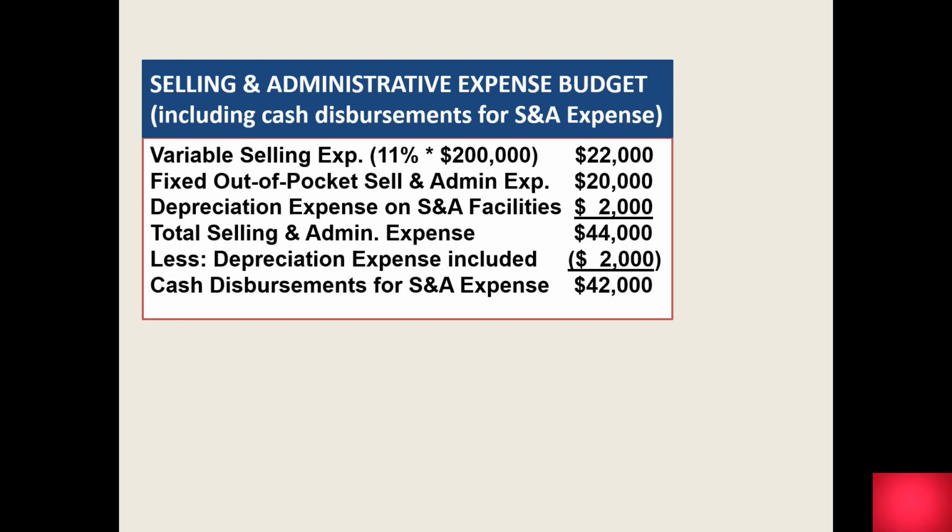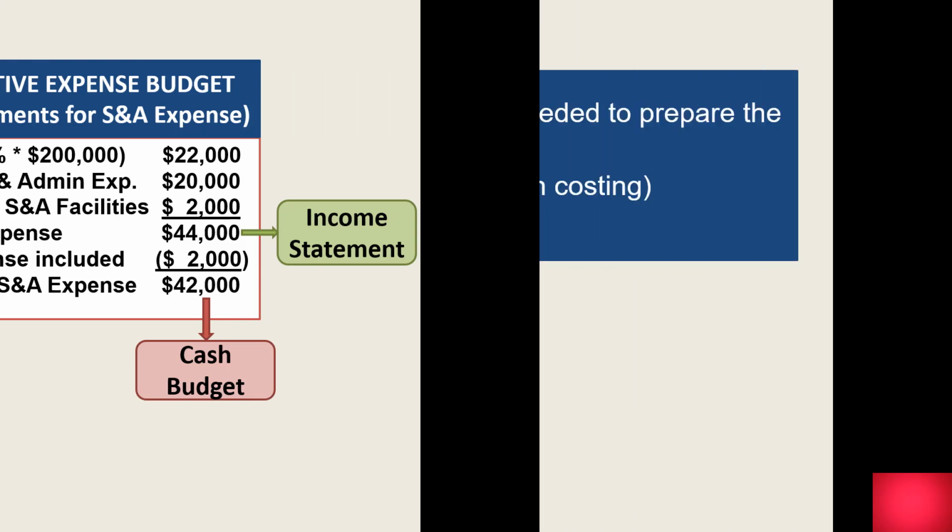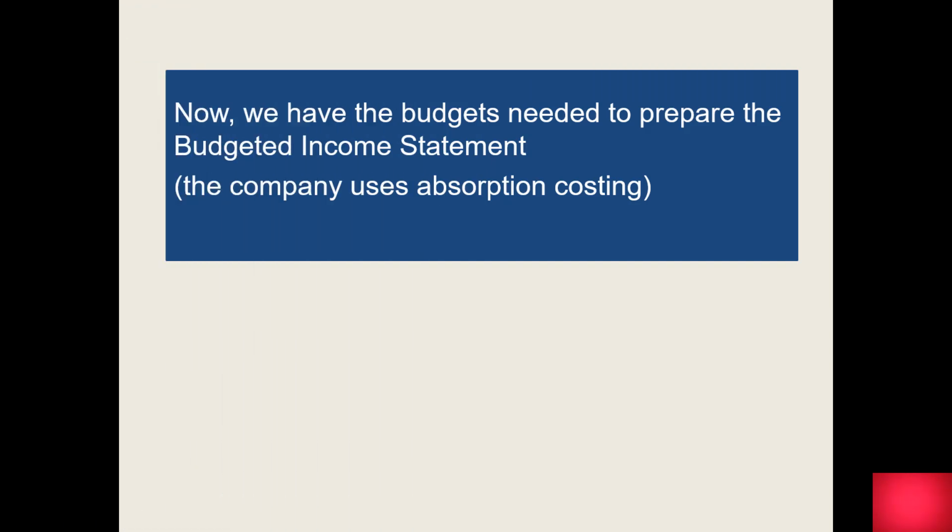So looking at this budget, what you need to realize is that the $44,000 total selling and administrative expense will go to the income statement, and the cash disbursements will ultimately go on the balance sheet and affect the cash budget. At this point, we've prepared all the budgets that are needed to prepare an income statement, so we'll stop and do that.